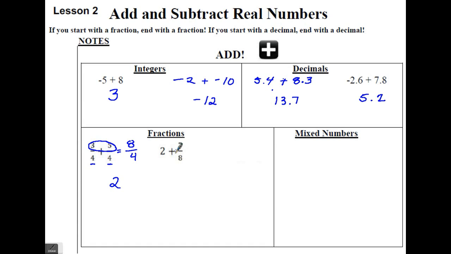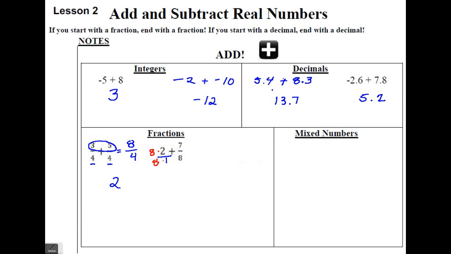Okay, now we have this 2 plus 7/8. So we need to change this, and the way we're going to change this is by keeping the same denominator in both numbers. Well, this has an 8, and that means that I'm going to need another 8 over here. But remember, 2 is the same as 2/1. So to have the same denominator, I need to multiply by 8 on both the numerator and denominator. So this would be 8 times 2, and 8 times 1.